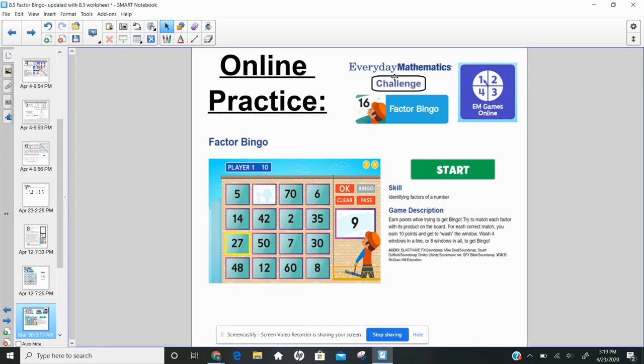So this is on challenge. If you're going to do the online version, it's challenge, and then bingo, and then factor bingo on Everyday Math games. Okay, and you get to even choose if you like the game board or not.